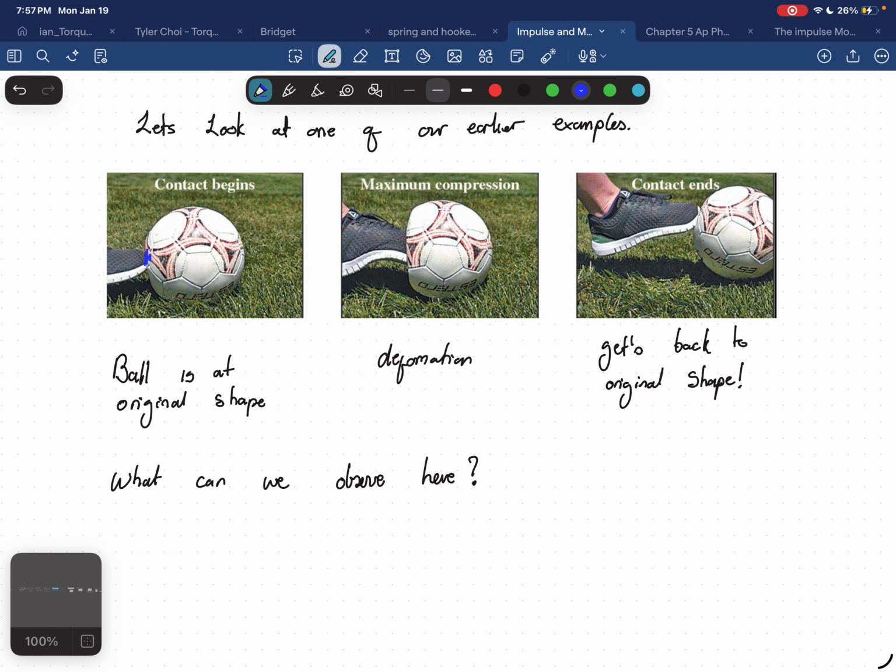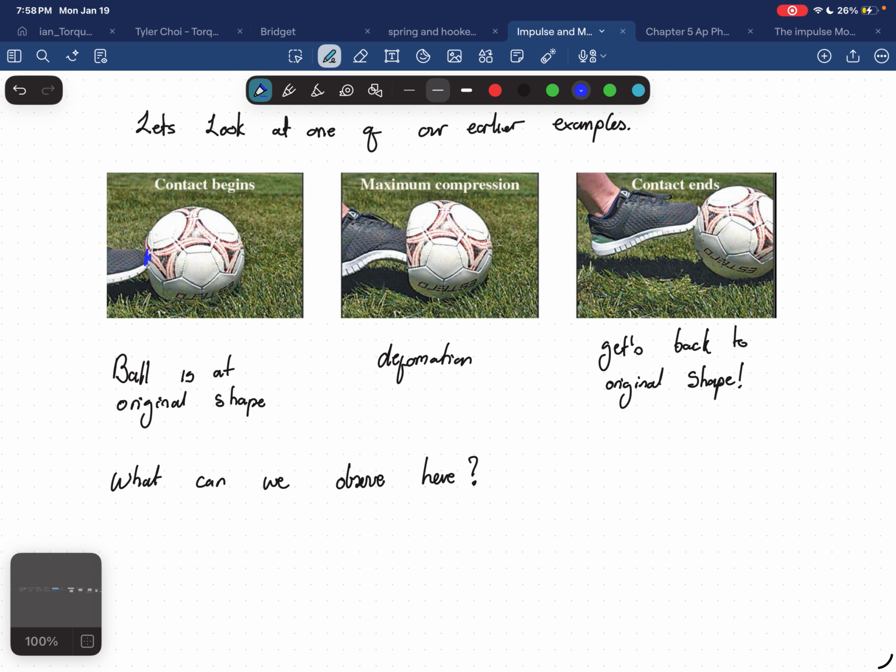And then when the soccer player kicks, and this is happening very, very quickly, this is milliseconds in time. When the soccer player hits the ball, he exerts a force on the ball, and that force causes the ball to deform. But once the soccer player's foot is away, the ball gets back to its original shape.